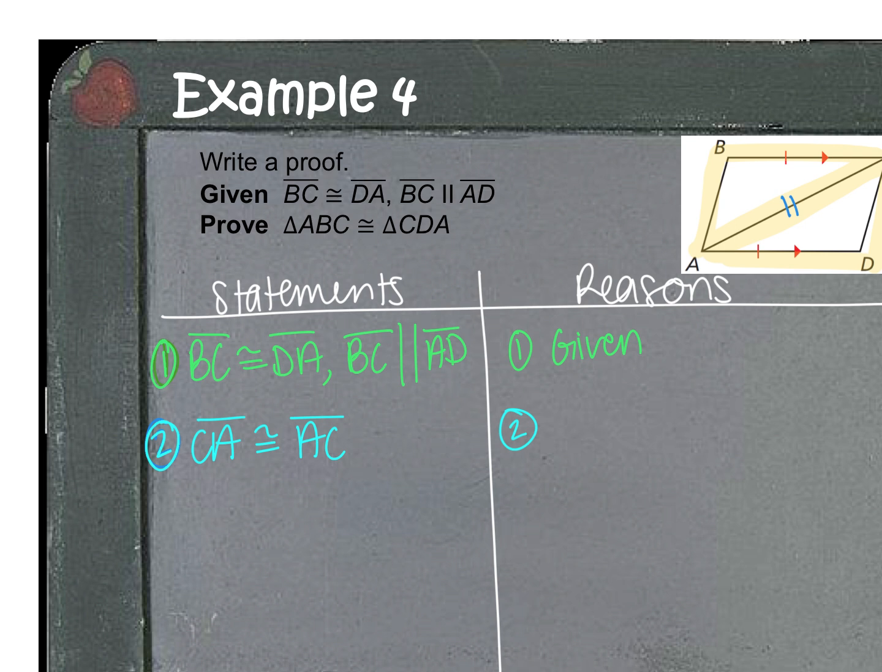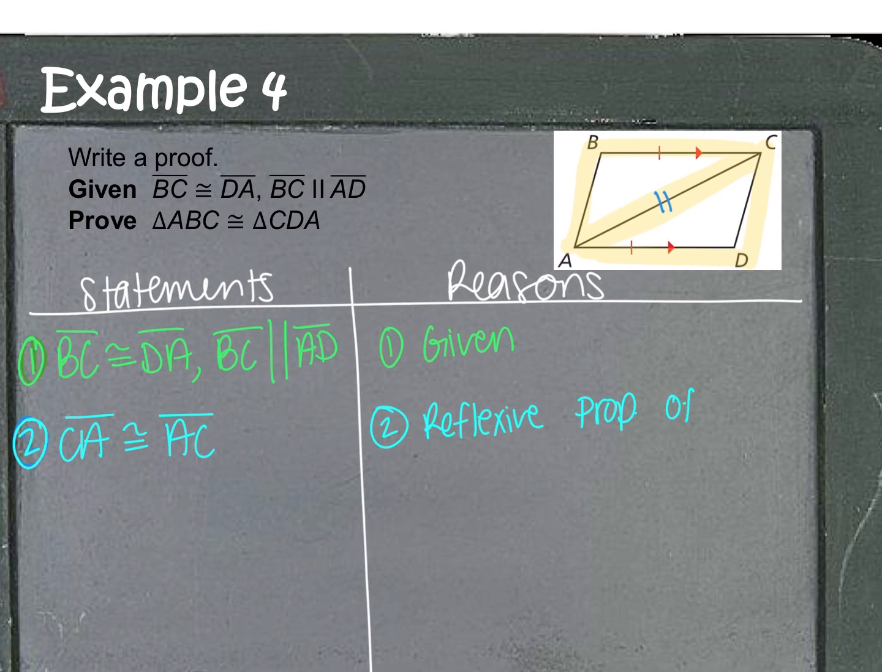Keep in mind, even though I switched the letters, it's still the exact same thing. So it's not symmetric. If they're sharing a side, whenever you see they're sharing a side, it's always going to be reflexive. So this is reflexive property of equality. I'm just going to go ahead and write congruence. We'll just write congruent. Oh, because they're congruent triangles. So we'll write reflexive property of congruency.